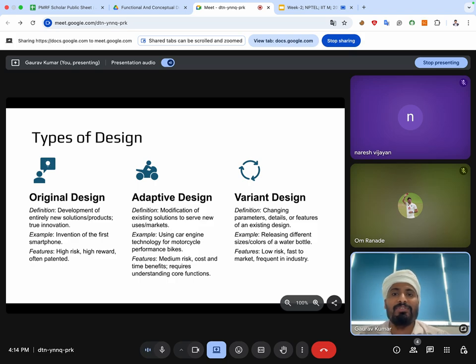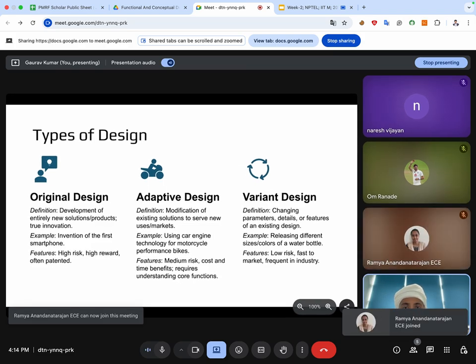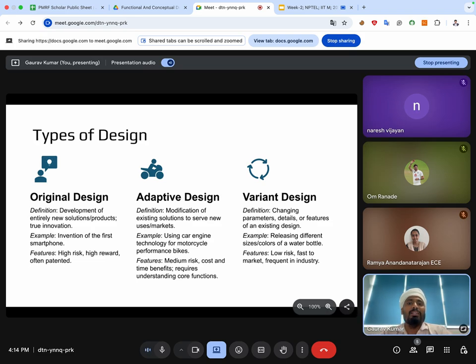Next is types of design. Let's categorize design into three types. These classifications help you choose how bold or safe your design path should be. The first one is original design. This is where true innovation happens. You are solving a problem that no one has tackled before, or you start from a blank slate.